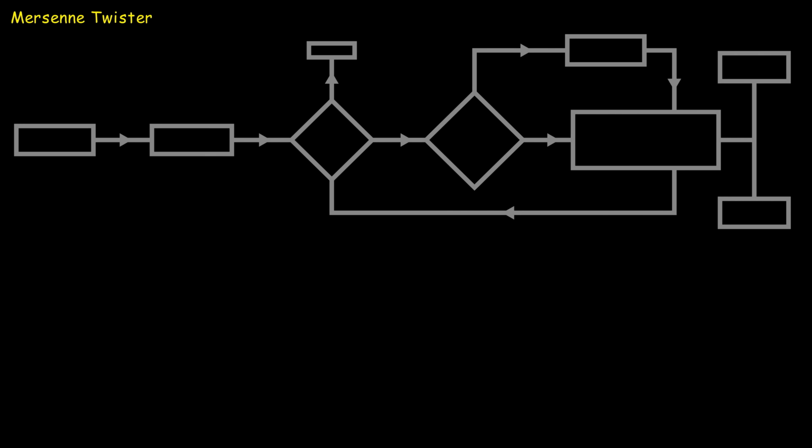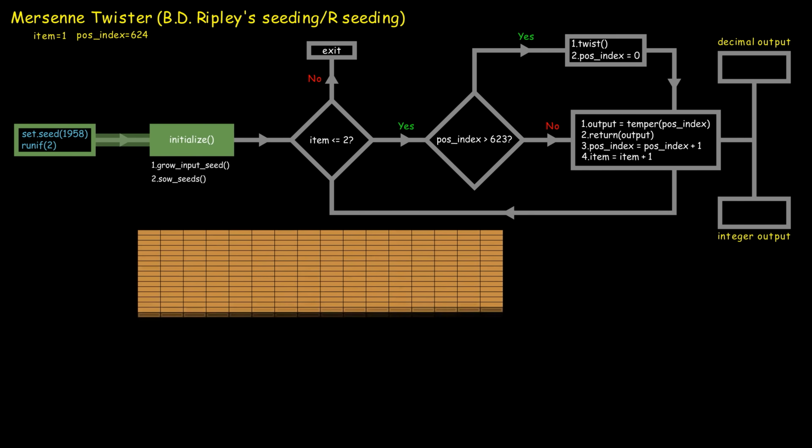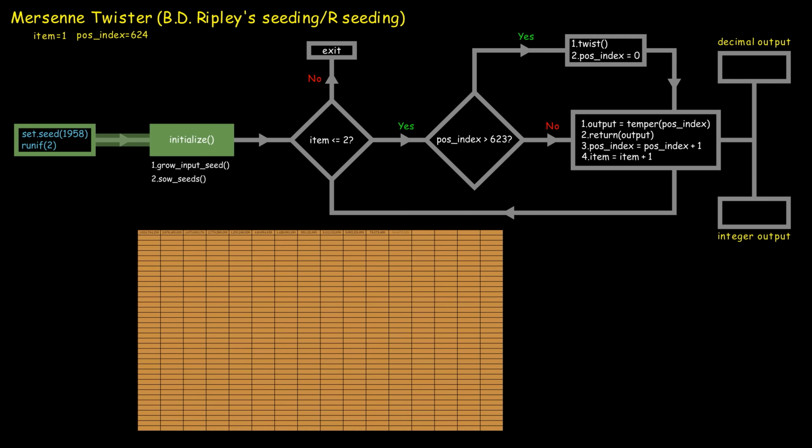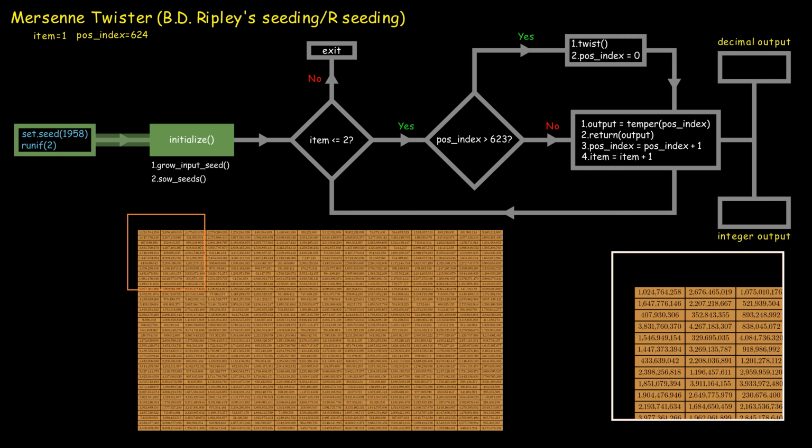And keep in mind that the idea here is to see the big picture. We'll go into every detail when we do our low altitude walkthrough. The first thing of note that happens is that the initialize step is executed. The initialize step consists of 2 sub-steps: grow input seed and sow seeds. Grow input seed will take the seed value that we provide and will grow it to a very large number. Then sow seeds will use relatives of that very large number to populate a grid of 624.